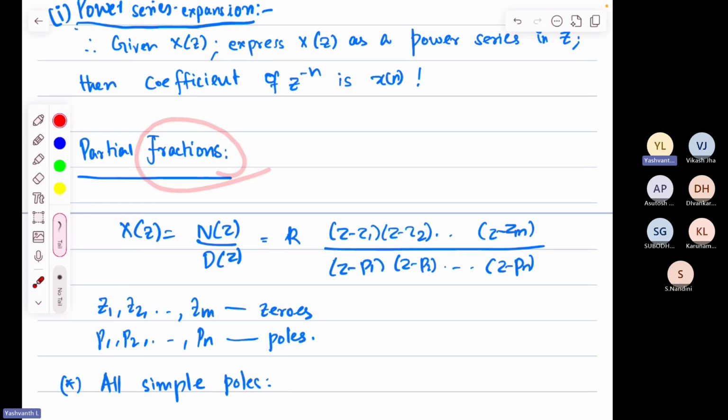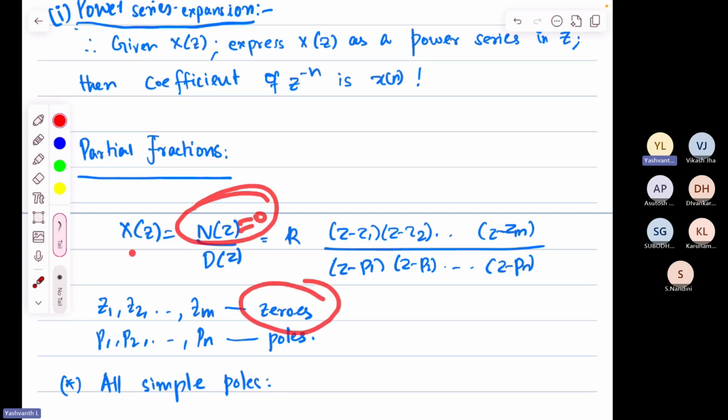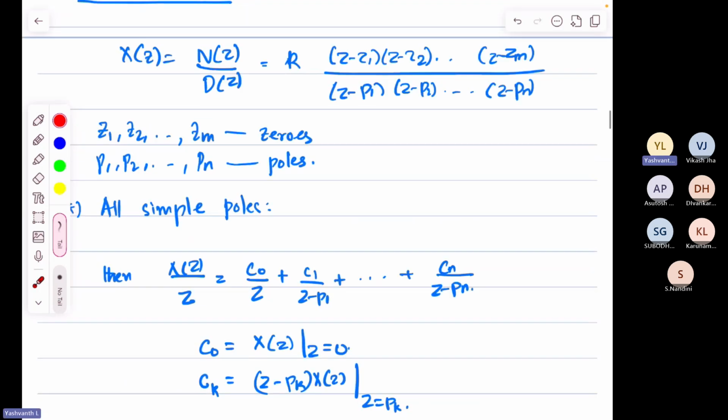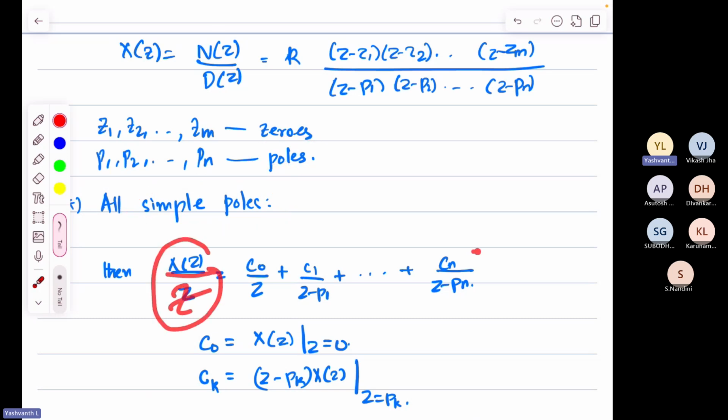In partial fraction, you express your given z transform as a numerator divided by a denominator function of z. The zeros of your numerator are called the zeros of the z transform, and the zeros of your denominator are called the poles of your z transform. Now if your poles are all simple poles, then you express x of z divided by z as partial fractions.